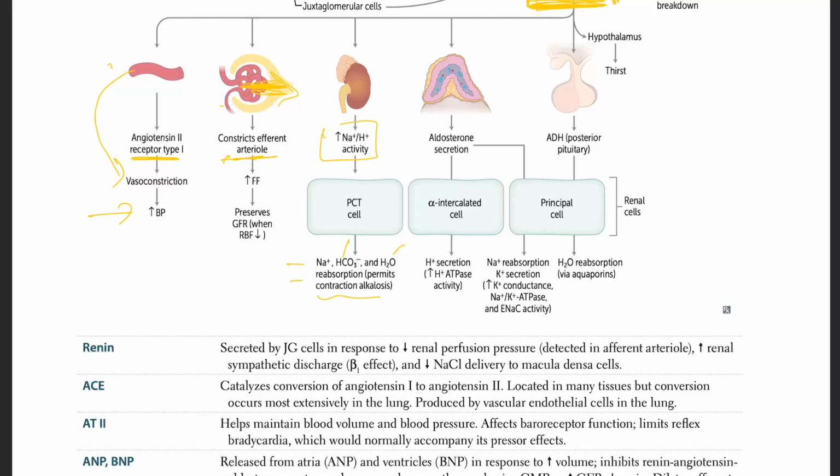Okay, it goes to the adrenal cortex and stimulates aldosterone. Aldosterone, we already talked about it, works on the alpha intercalated cells and the principal cells. In the alpha intercalated cells, it causes hydrogen secretion and an increase in hydrogen ATPase activity. In the principal cells, it causes sodium reabsorption and potassium secretion, and an increase in potassium conductance, sodium-potassium ATPase, and ENaC activity.